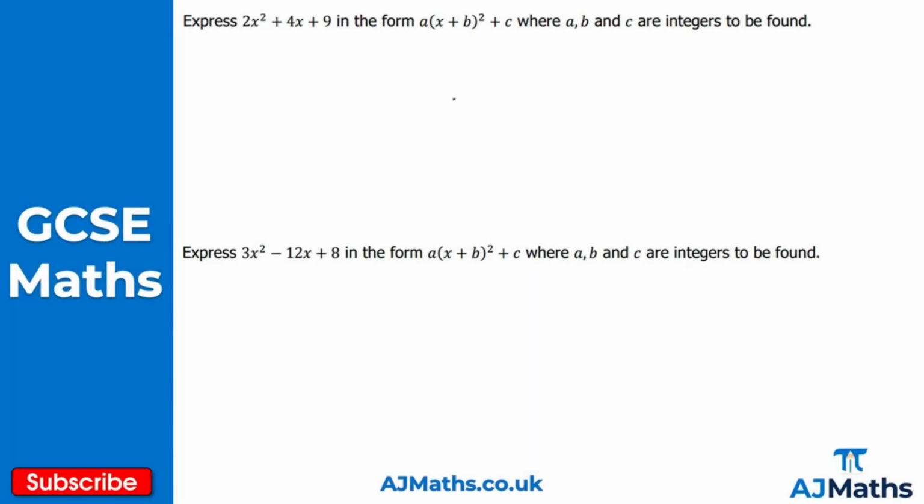In this video, we're going to take a look at completing the square when a is not equal to 1. Now, when we say a here, what we mean is the coefficient of x squared. So, two examples on this page: the coefficient of x squared here is 2, and in this example, the coefficient is 3. Now, this is slightly more difficult.